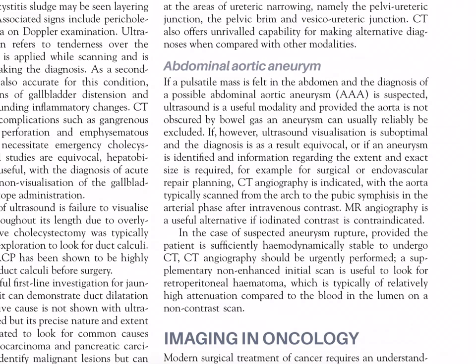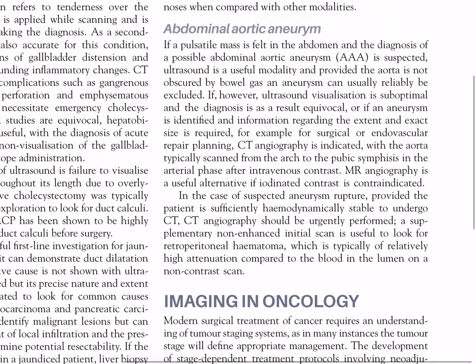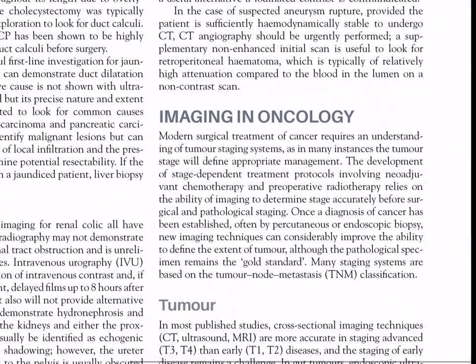In the case of suspected aneurysm rupture, provided the patient is sufficiently hemodynamically stable to undergo it, CT angiography should be urgently performed. A supplementary non-enhanced initial scan is used to look for retroperitoneal hematoma, which is typically of relatively high attenuation compared to the blood in the lumen on a non-contrast scan.